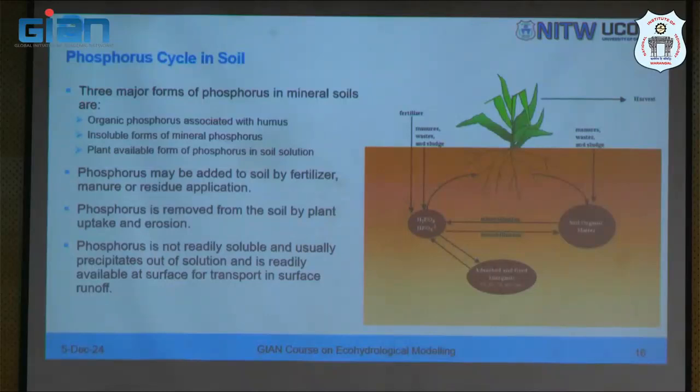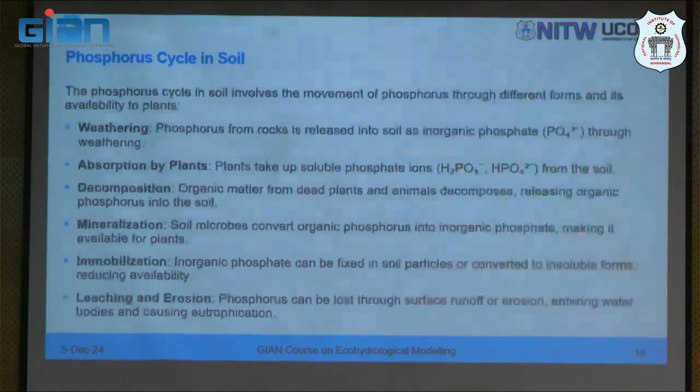Once it precipitates out, it comes onto the surface for the transport and surface runoff. So it gets attached to those soil particles, or it gets attached to the soil colloids, which get transported during the erosion, right? And that is what happens, and that's what creates a problem in the freshwater bodies. So your phosphorus cycle in soil, it starts with weathering. To brief up, it starts with weathering.